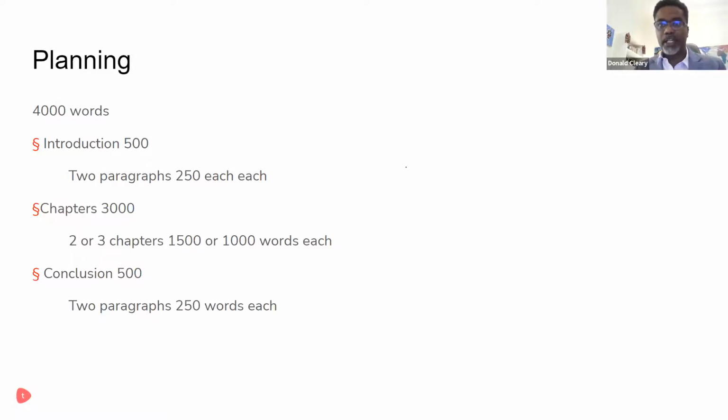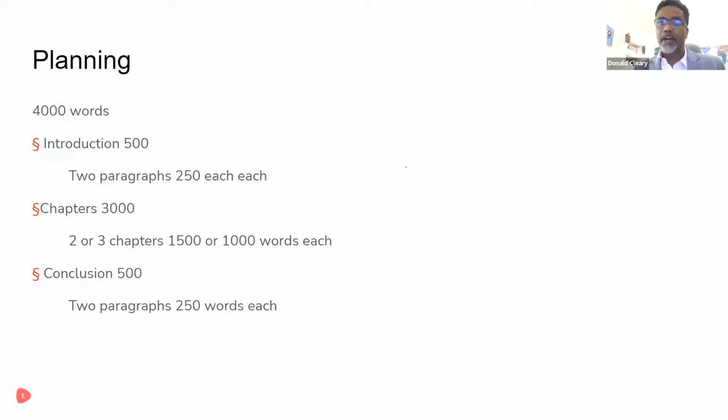So the introduction is 500, and I'll talk you through the introduction a bit when we go to the assessment criteria. But the introduction, again, is 2 paragraphs of 250 words each. The first paragraph is me setting up how I've gotten to my research question. And the second paragraph is outlining my chapters, what my chapters are going to be about. And so once a student looks at it that way, it becomes at least a little bit more manageable. And then the student can have 2 or 3 chapters, 1,500 or 1,000 words each, depending on if they have 2 or 3.